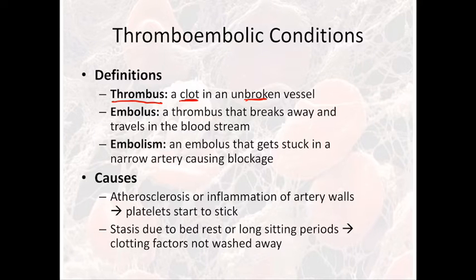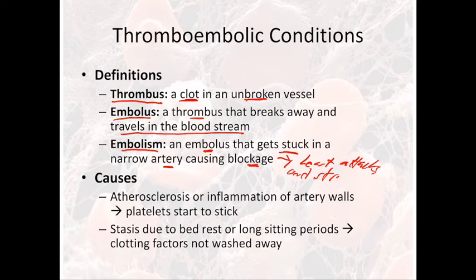Okay, when it becomes an embolus, that was a thrombus, but then it broke away, and now it's traveling through the bloodstream. A thrombus that's traveling through the bloodstream. And then lastly, an embolism is when that same embolus, the blood clot that was traveling through the bloodstream, then gets stuck in an artery, causing a blockage. This is how heart attacks and strokes occur.